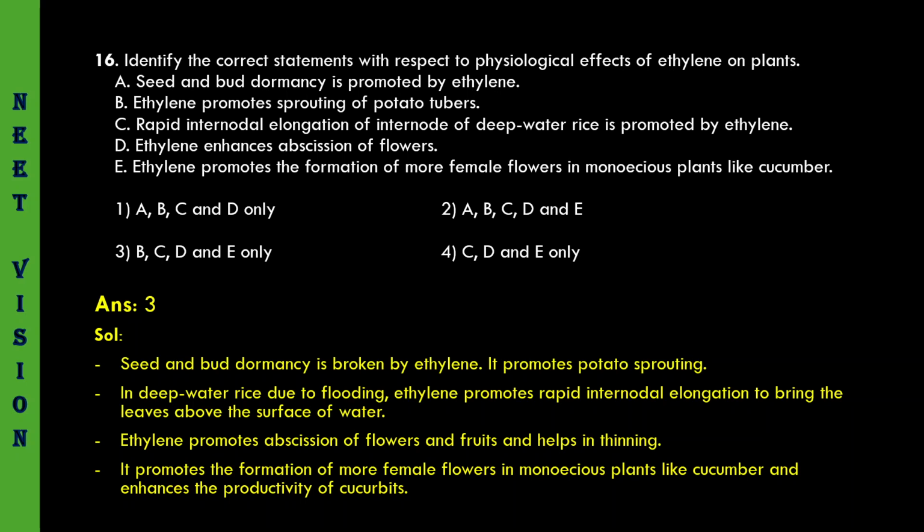Abscission of flowers and fruits and thinning in walnut. We have given examples in the book: walnut, cherries, and cotton. For those crops, ethylene is sprayed for thinning, or decreasing the number of flowers and fruits, so that the quality of the fruit will be increased.